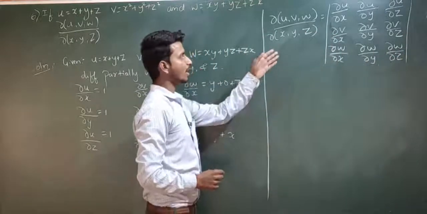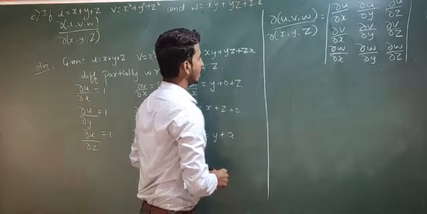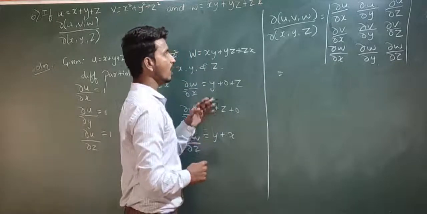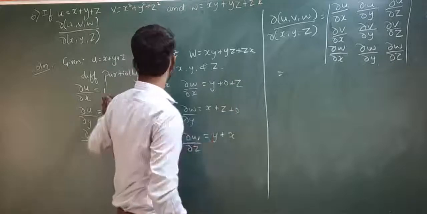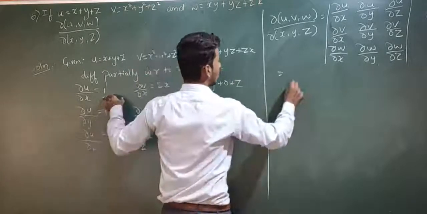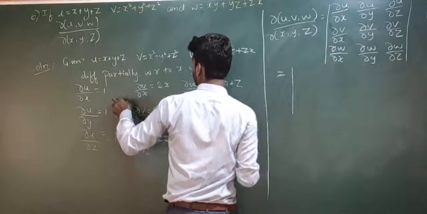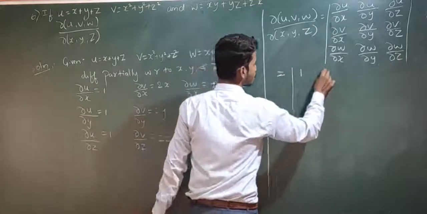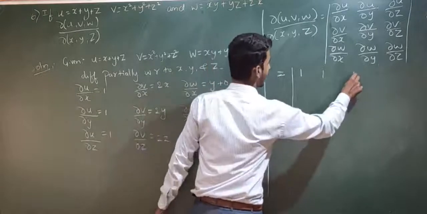This is how we can write in the determinant form. Next, we have to substitute the values of ∂u/∂x, ∂u/∂y, ∂u/∂z, and so on. That is, first is ∂u/∂x. The ∂u/∂x value is 1, ∂u/∂y value is 1, and ∂u/∂z value is 1.